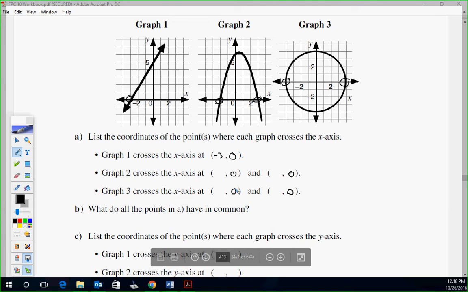Okay? So I look at graph 2. It's -2 and 3. Look at graph 3. It's -4 and 4. Those are my points for my X-intercepts. What do all the points have in common? 0 for Y.